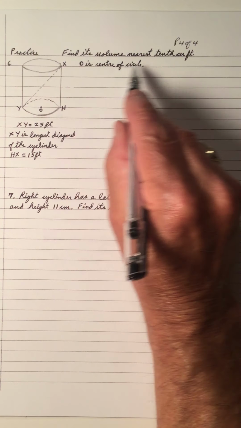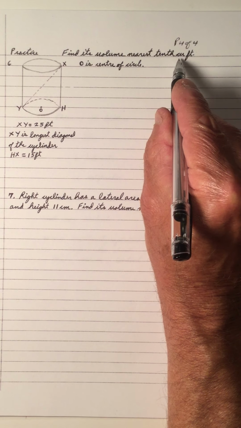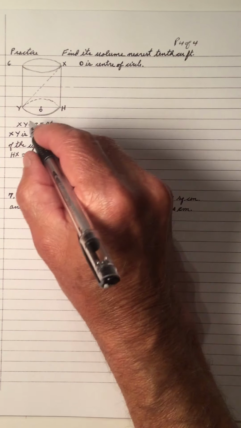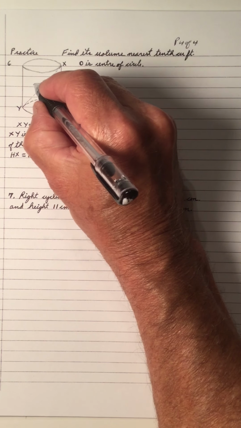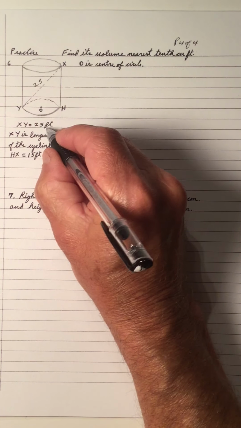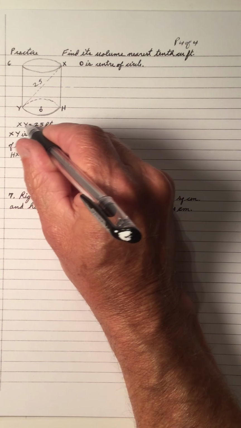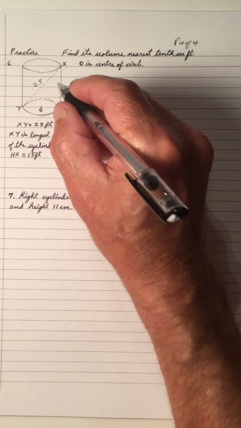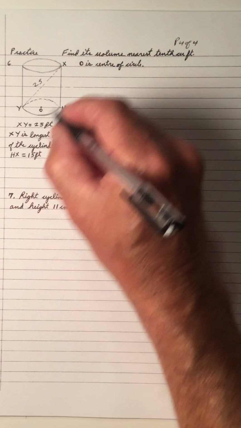It says, find the volume to the nearest tenth of a cubic foot. O is the center of the circle. OX is 25. And it says that XY is 25. XY is the longest diagonal of the cylinder. And so we have HX is 15.